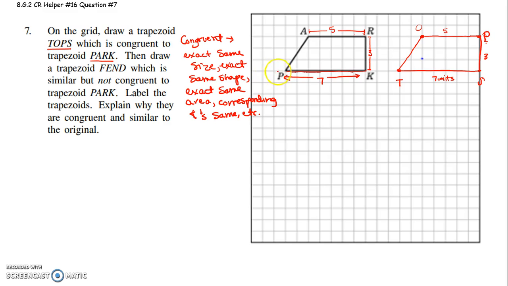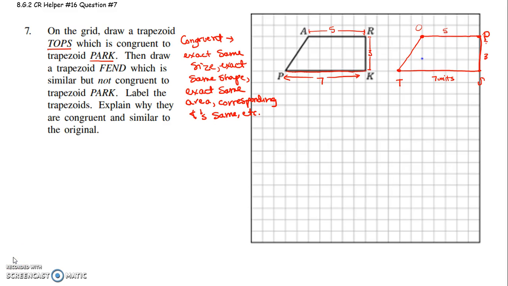And I actually took this figure and all I did was translate it 1, 2, 3, 4, 5, 6, 7, 8, 9, 10 units to the right. I just translated it 10 units to the right, and therefore it will be congruent. If you can get there using translations, reflections, rotations, you'll be able to create a congruent figure.